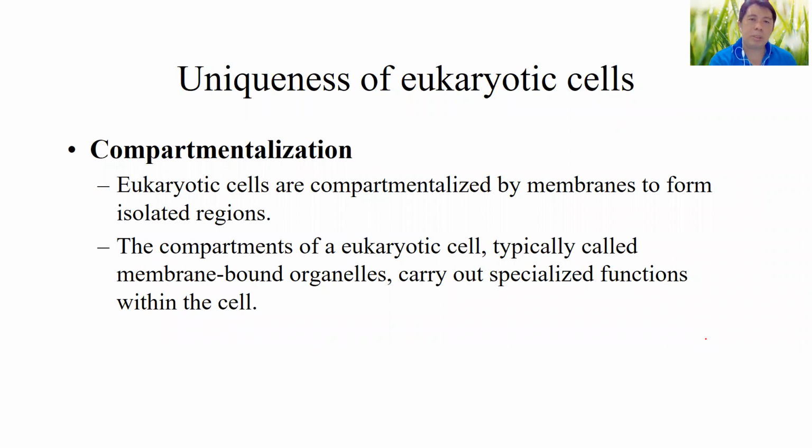All right, now when we talk about eukaryotic cells, we want to compare with the prokaryotic cells. So we want to see the uniqueness characteristic of the eukaryotic cells. One of the uniqueness characteristics of eukaryotic cells is compartmentalization. Eukaryotic cells are compartmentalized by membranes to form isolated regions.